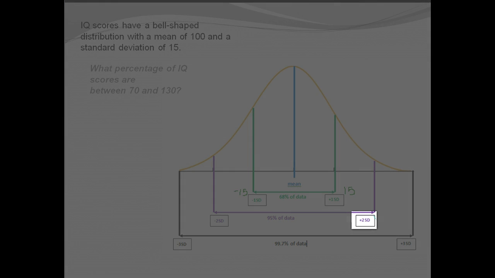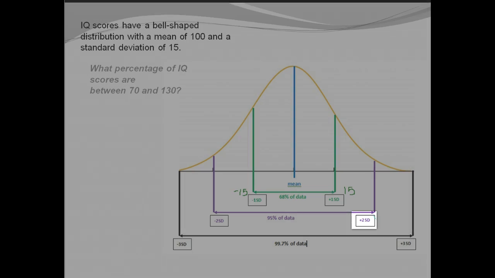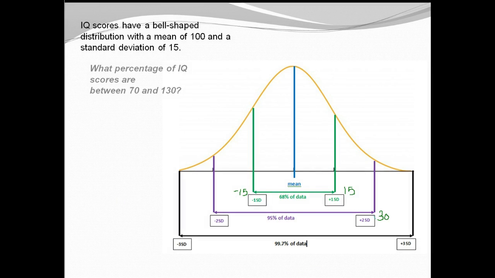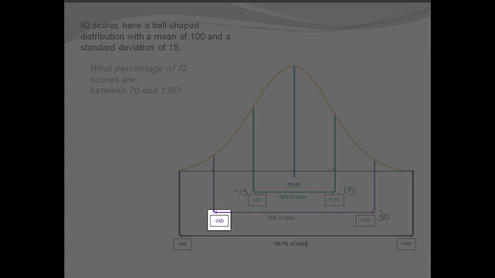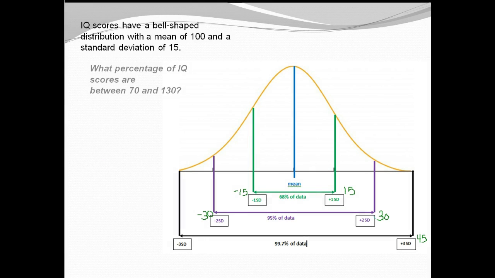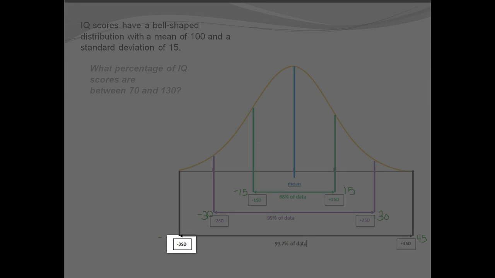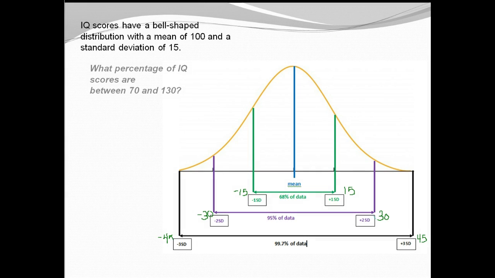At one standard deviation, I'm going to add 15 and subtract 15. At 2 standard deviations, I'm going to add 30, because 2 times 15 is 30, and subtract 30. When I get to 3 standard deviations, I'm going to add 45, because 3 times 15 is 45, and over here, I'm going to subtract 45 from the mean. Let's see how that works and how we can calculate how many are encompassed by 70 and 130.